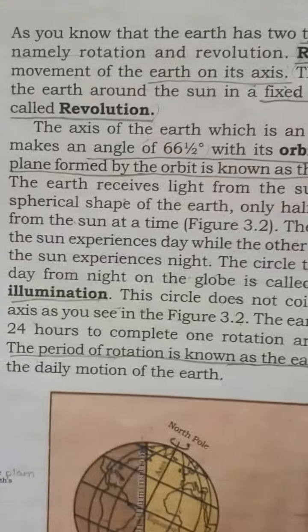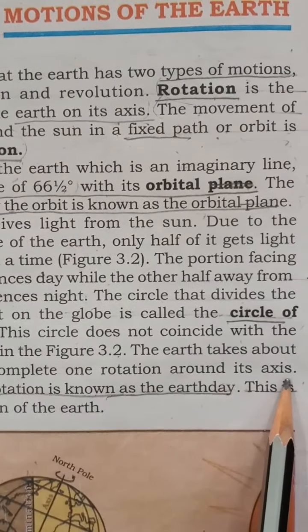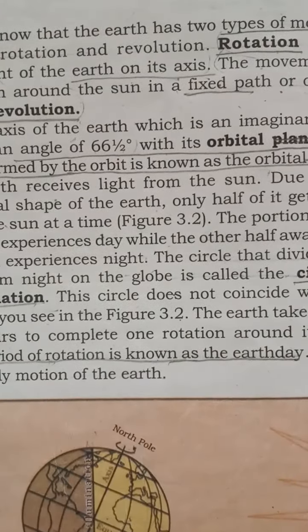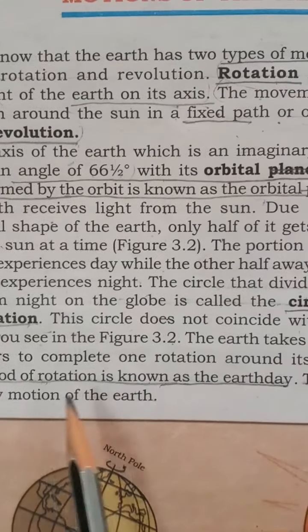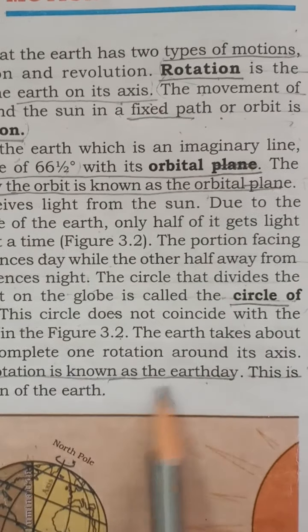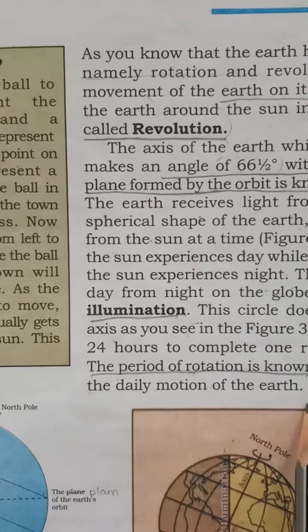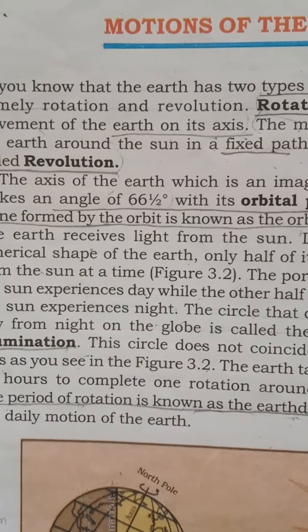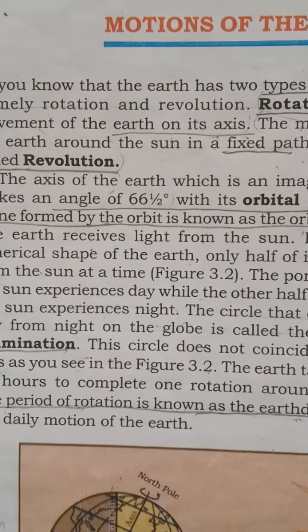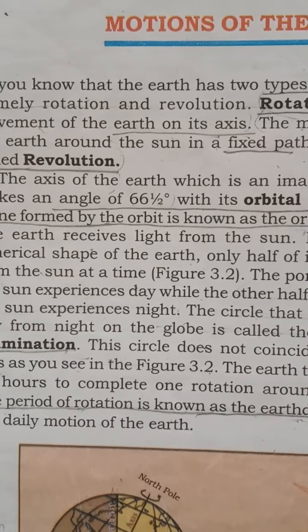So earth takes about 24 hours to complete one rotation on its axis. On its axis, earth takes how many hours? 24 hours. And this rotation period is known as Earth Day. Okay? And this is the daily motion of the earth, and this creates day and night. The portion which is facing the sun is having daytime. The portion which is away from the sun is having night.